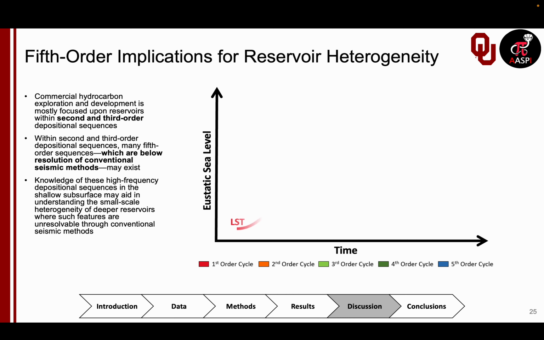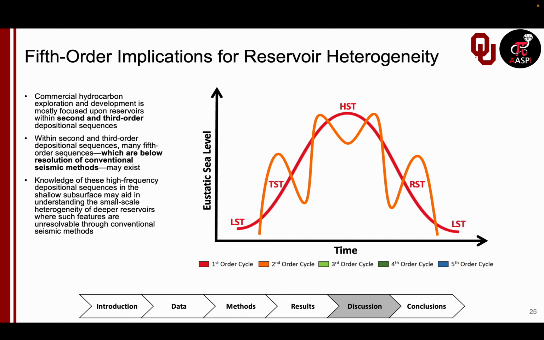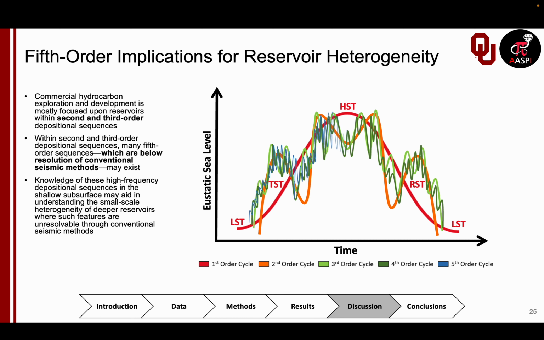So over a very long period of time, you will have a first order cycle as shown here by this red curve. This is going to happen, like I showed you, over any span of time from 200 to 400 million years. However, within that first order sea level cycle, you will have several second order sea level cycles, in which you will have many third order sea level cycles, in which you will have many fourth order sea level cycles, in which you will have many fifth order sea level cycles.